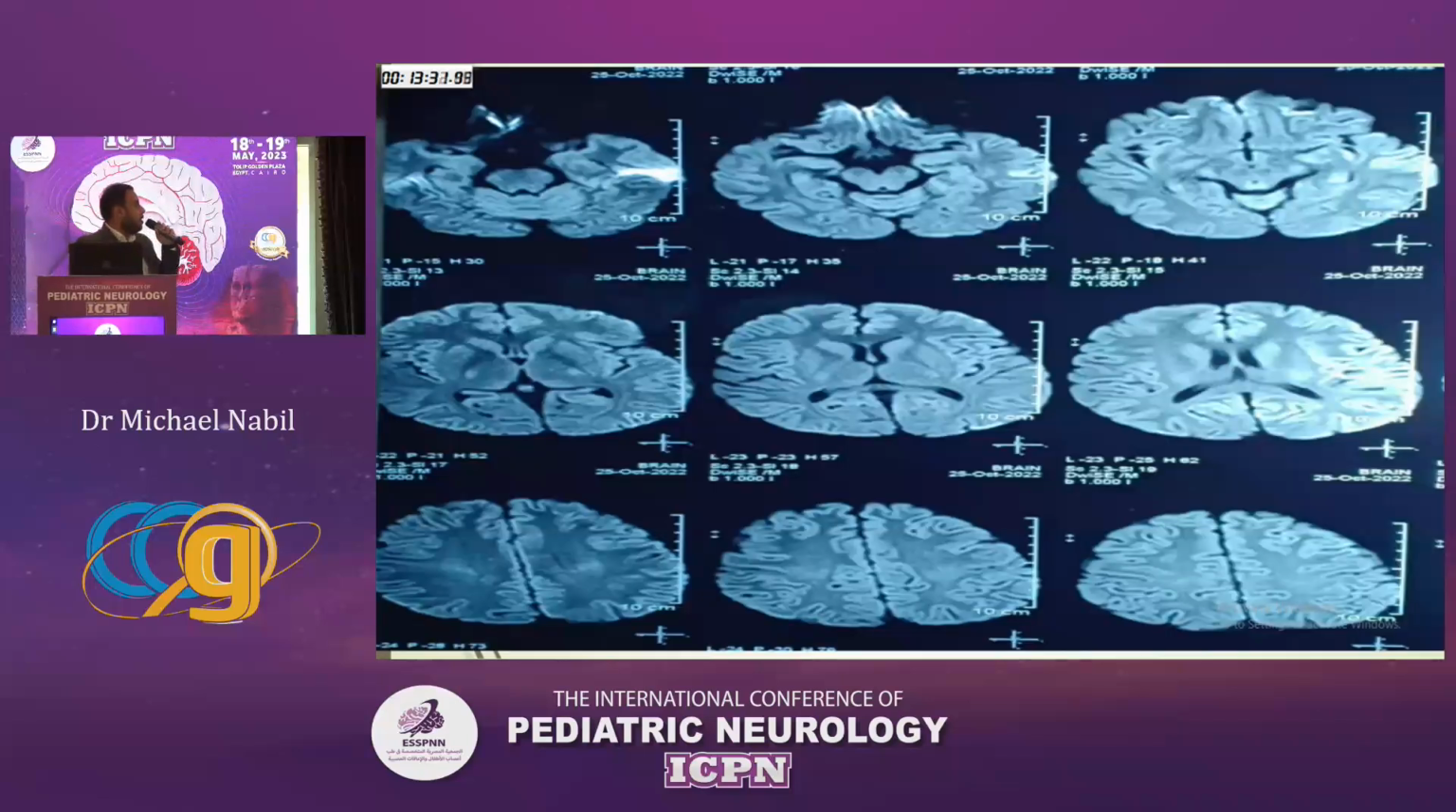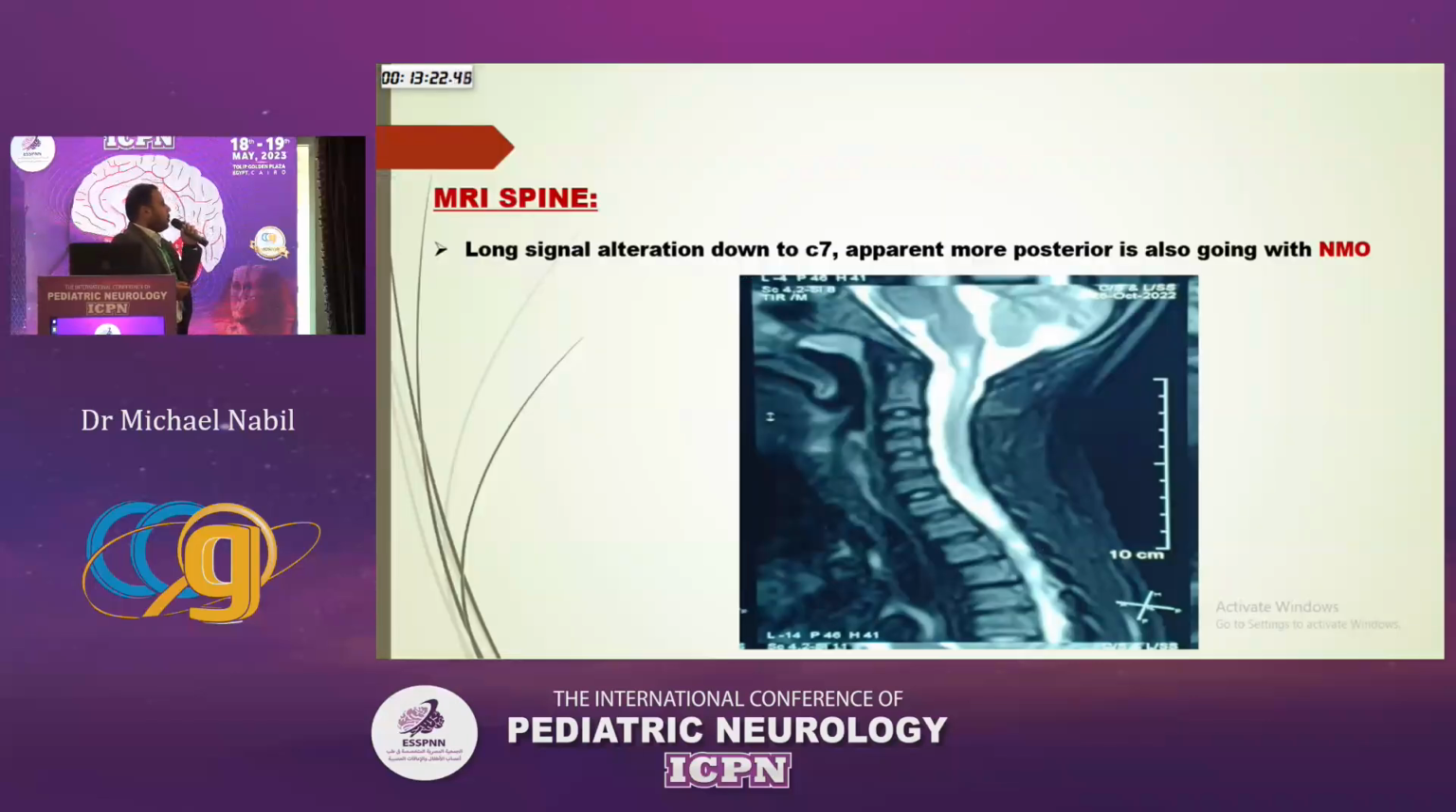This is her MRI. I know that the quality is not very good, but you can see the lesions here and here, the optic chiasma and the brainstem affection. Also, MRI spine showed long signal alteration down to C7, more posterior, which also goes with NMO. So with a previous normal history, and a patient who suddenly presented with inability to walk and upper limb weakness with visual affection, we classically go with neuroimaging as a case of neuromyelitis optica, and this was our first diagnosis.